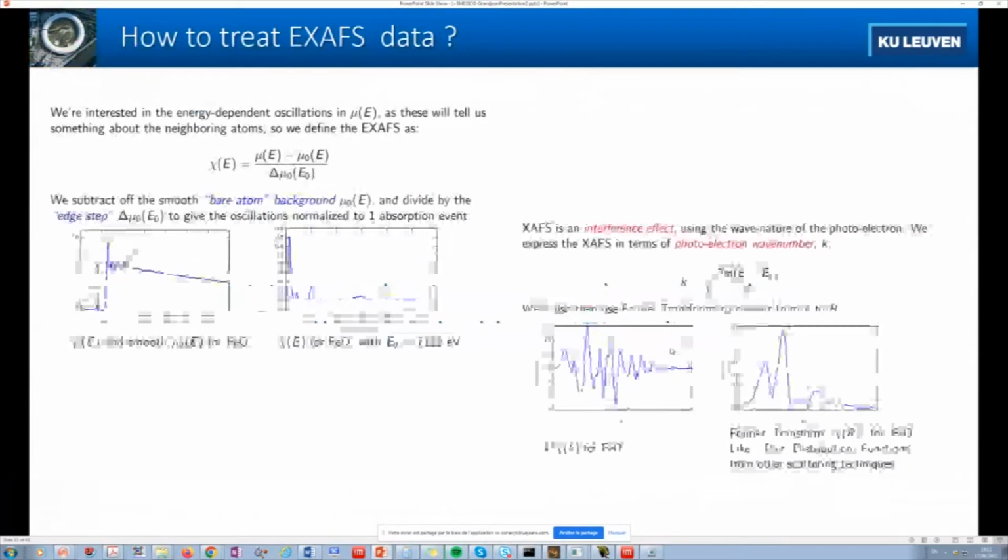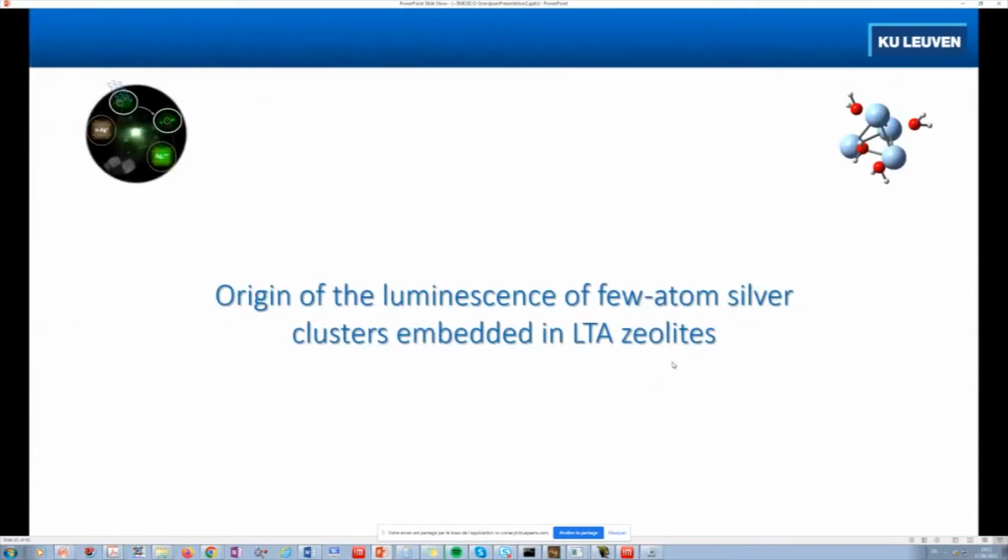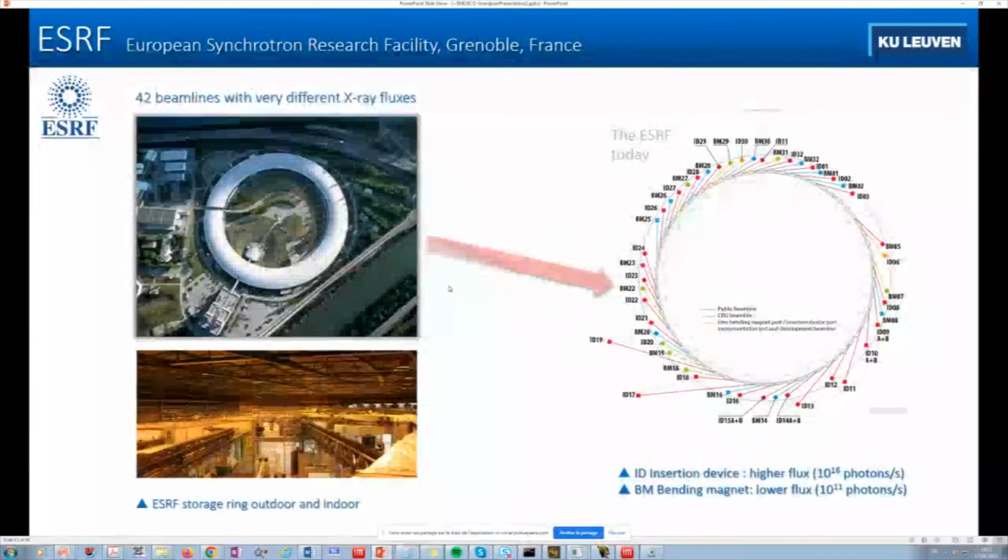So now I go to the first part of the presentation. This is the work we did with Eduardo on the luminescent zeolites. And of course, we've done a lot of work on this. I mean, this system has been studied for more than 40 years, with a lot of controversy, a lot of discussion. It's an example of how things can go wrong in science. And so I want to be a bit more specific.